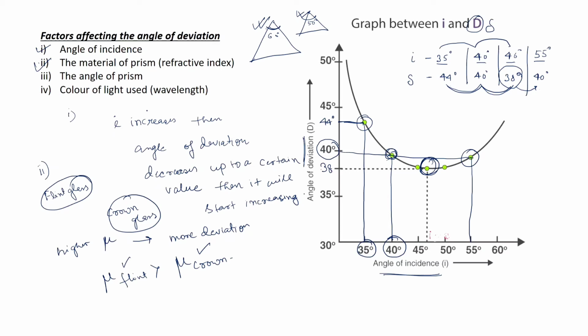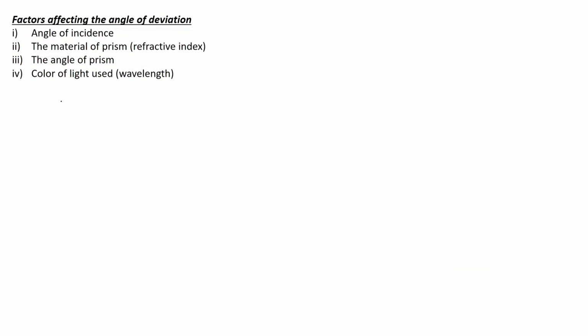Come to the last portion, that is the color of light used. You all know that a rainbow has 7 colors, that is VIBGYOR, and violet has less speed and red has more speed, more velocity. It means that lambda of violet is less than lambda of red. What is lambda? Lambda is the wavelength of the light.